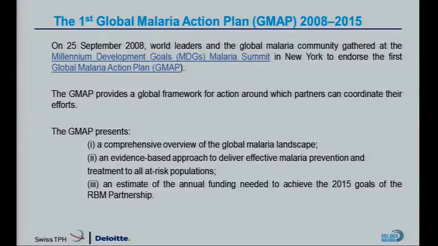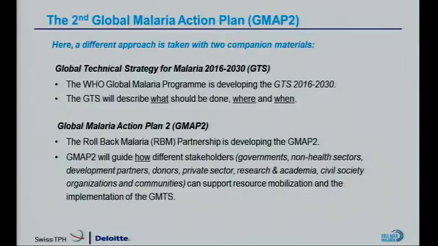we are almost there, partners in the malaria community decided to go for a second version of the GMAP, GMAP 2, with a slightly different approach. This time it was decided that two companion materials would be drafted. The first one would be the GTS, or Global Technical Strategy for Malaria, covering the period 2016 to 2030.